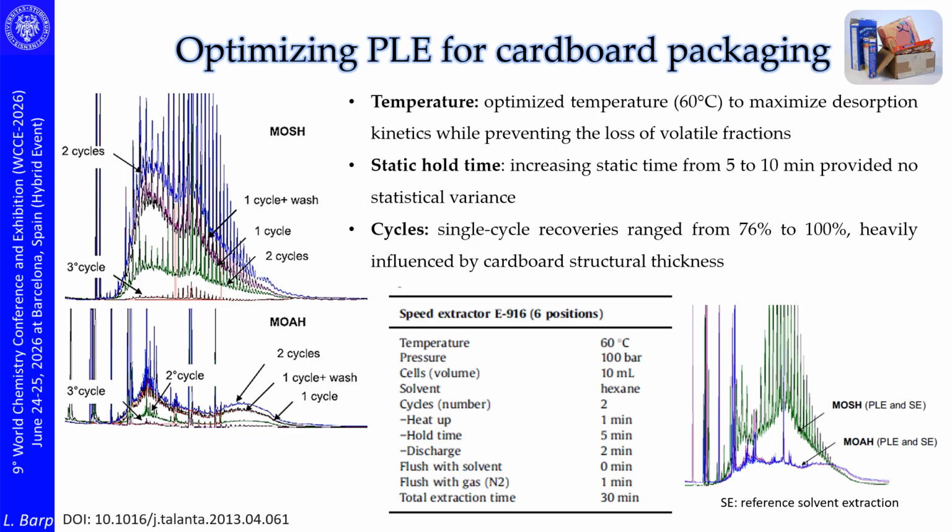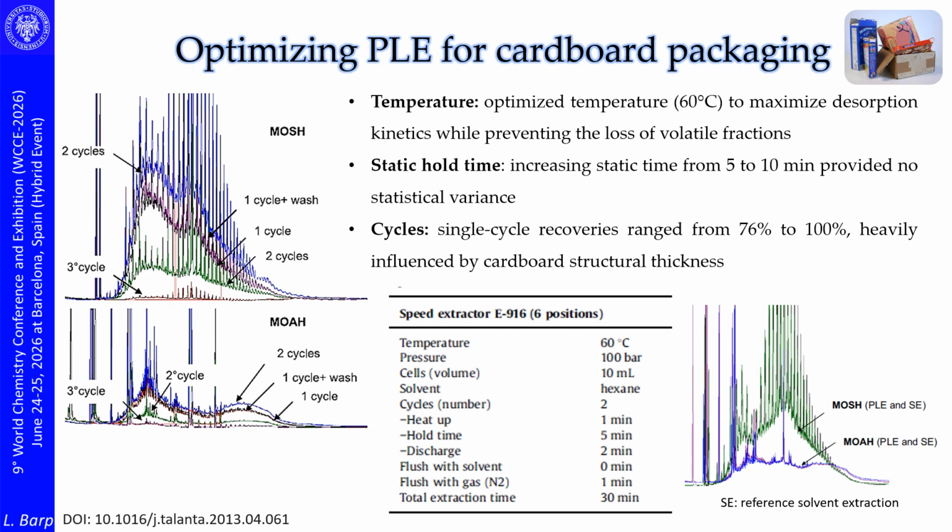To overcome this, we evaluated whether an automated 5 ml solvent wash could bypass a second pressurized block, but the results matched the incomplete one-cycle profile. Ultimately, a definitive two-cycle pressurized extraction protocol was applied.